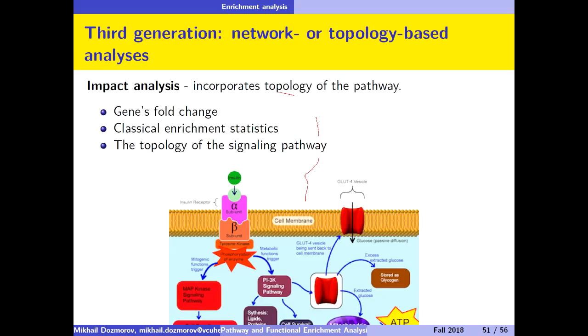So, briefly about third generation enrichment analysis. They are network or topology-based analysis. And what is it? Think about impact analysis. Impact analysis incorporates topology of the pathways, and think about it like that. You have a pathway that starts from some receptor that transmits the signal downstream and so forth.